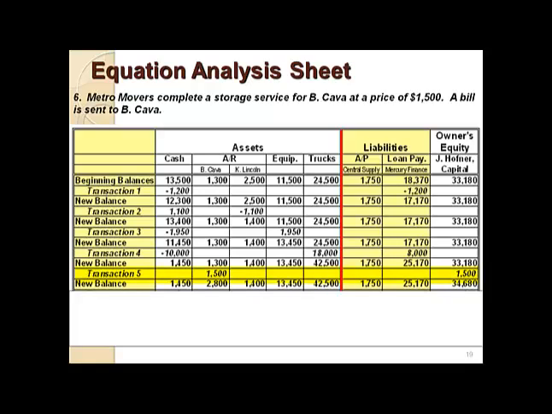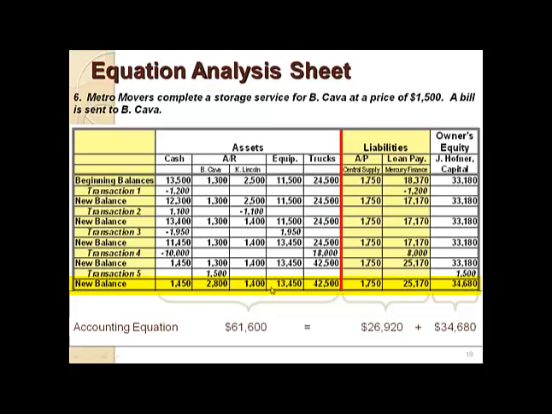Our accounts receivable will increase under the BCAVA account because we're now expecting $1,500 from them, and our equity at the very end here is also going to increase by $1,500 because we have made a profit off of this service. Once again, we are going to ensure that we balance by adding up the left side and the right side after we have totaled up our new balances, and now we move on to the next transaction.